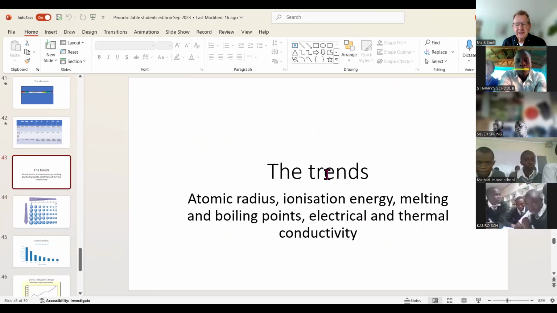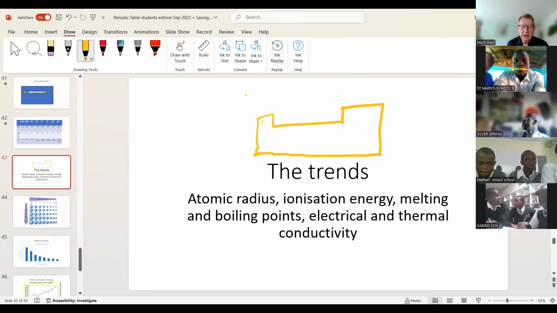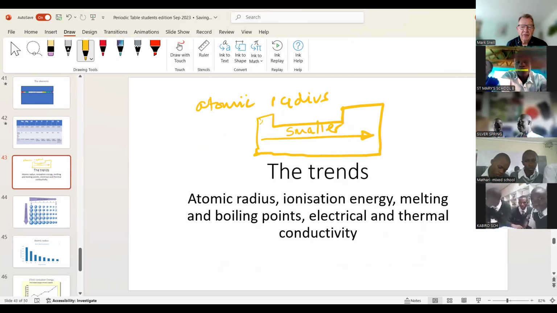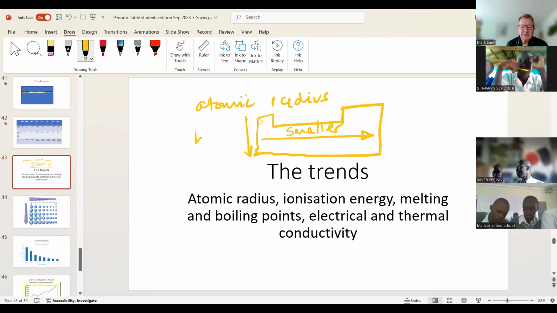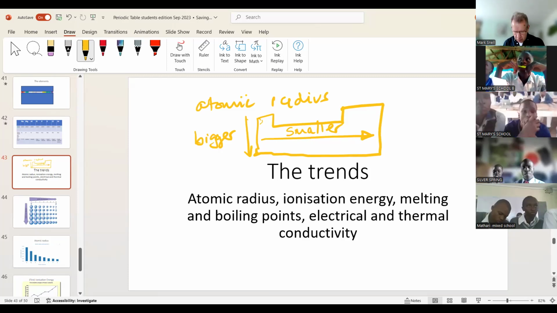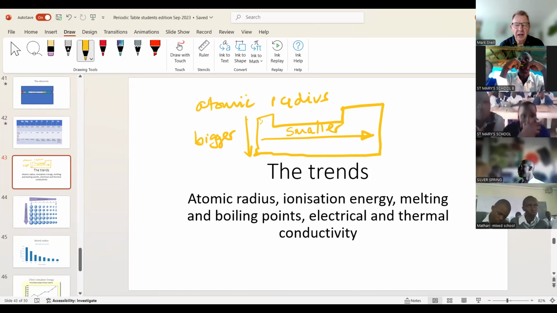You do something like this. If you draw a little periodic table, and it has to be nothing more complicated than this, and let's say I'm doing atomic size, which is normally called radius, then I can say, okay, this way it gets smaller, and this way it gets bigger. So that's all the notes that I really need. That's what I would do for each one of these trends. That's the easiest way to make a note.